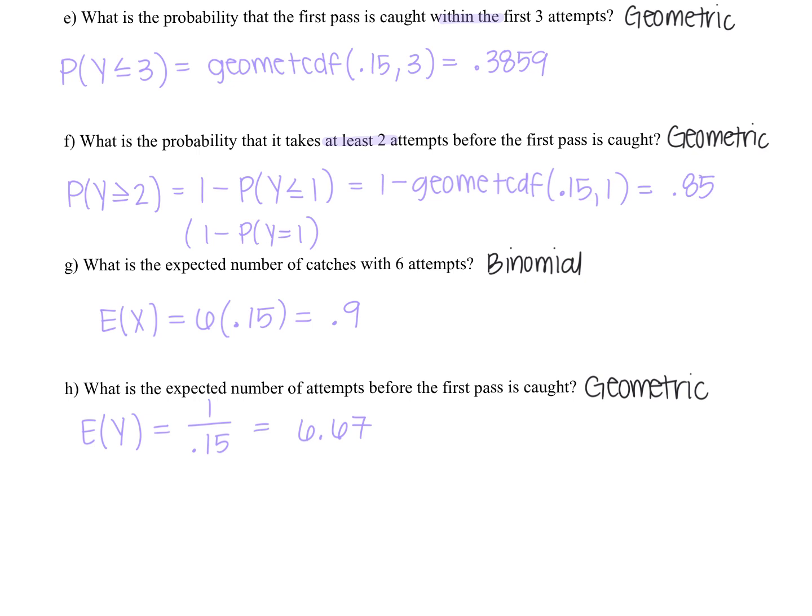So it makes sense, though, that the number of attempts has to be pretty much 7 or higher, because we saw the expected number of catches with 6 attempts was less than 1. So that kind of ties into my last question, where it's like how many attempts before there's a catch. They do kind of go together.